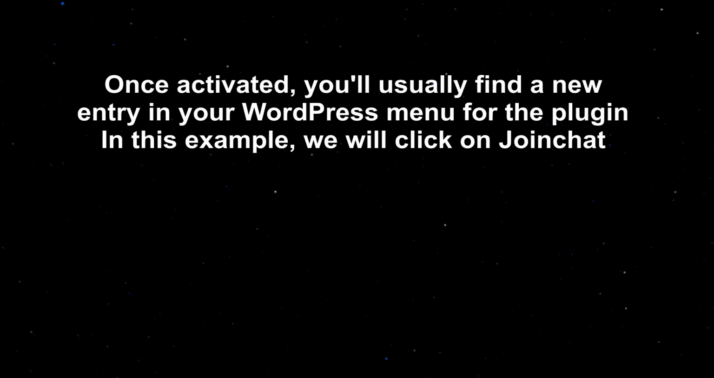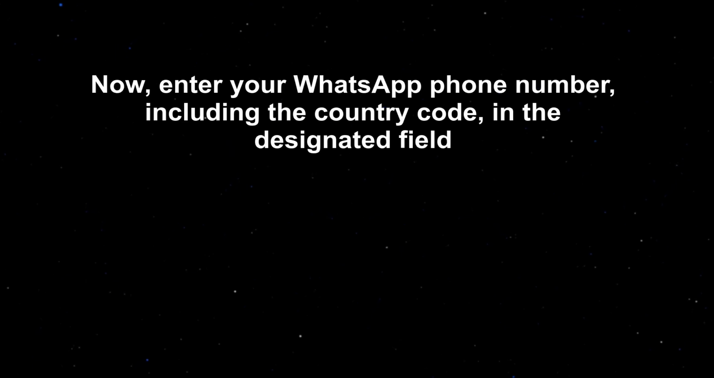Once activated, you'll usually find a new entry in your WordPress menu for the plugin. In this example, we will click on JoyChat. Now, enter your WhatsApp phone number, including the country code, in the designated field.